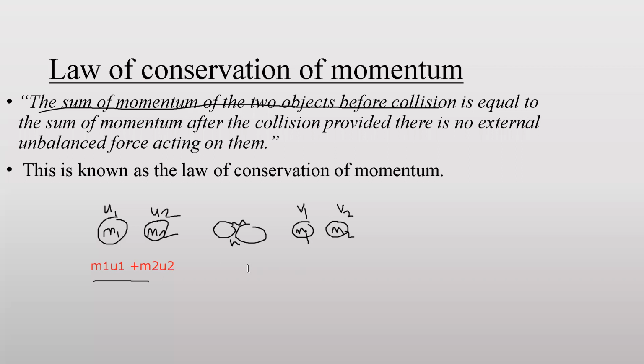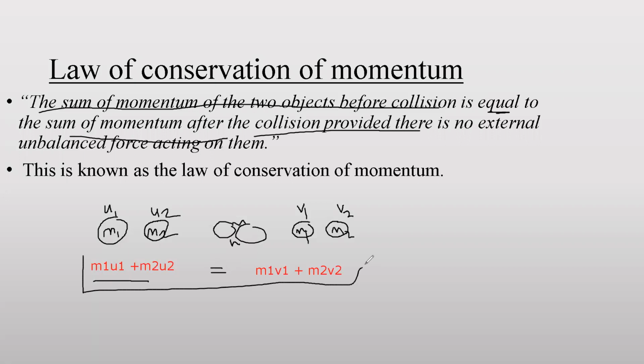For the first body I can write m1 v1, and plus, for the second body, m2 v2. Okay, and it is given in the statement that this sum of the momentum after the collision is equal to the one before. This is what we will derive, why they are equal.